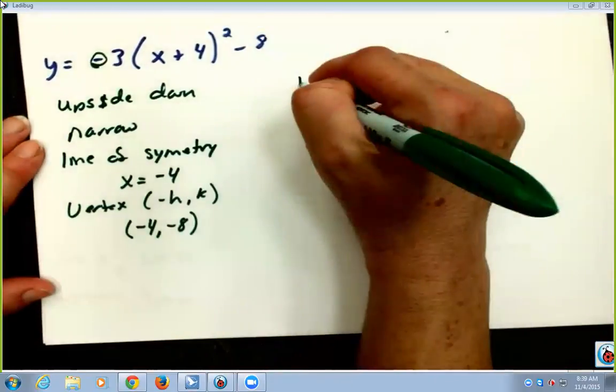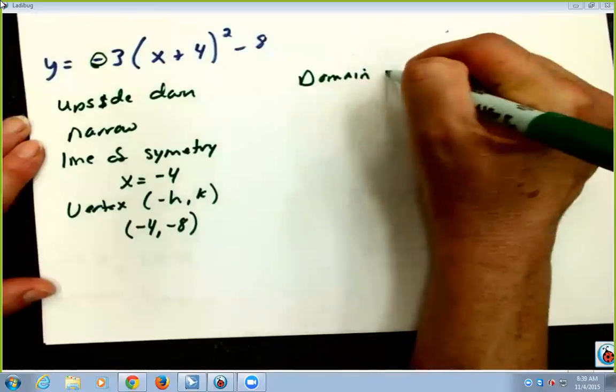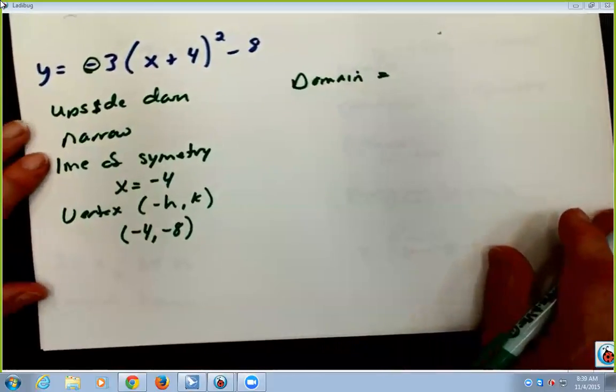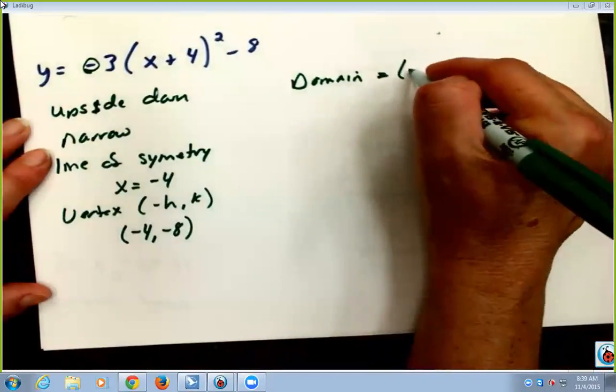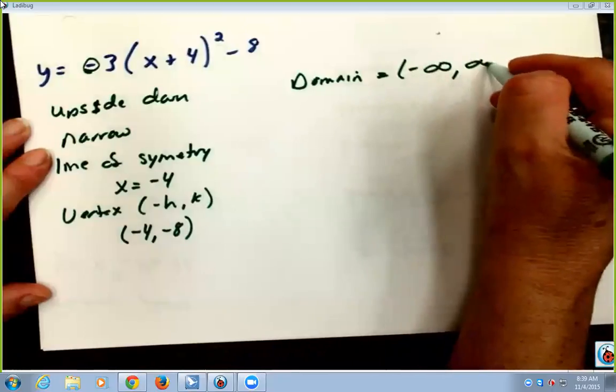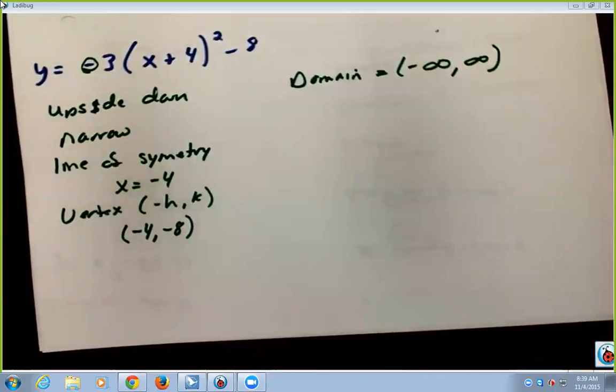So then I need my domain. What would my domain be? Always all real numbers with parabolas. And the range.